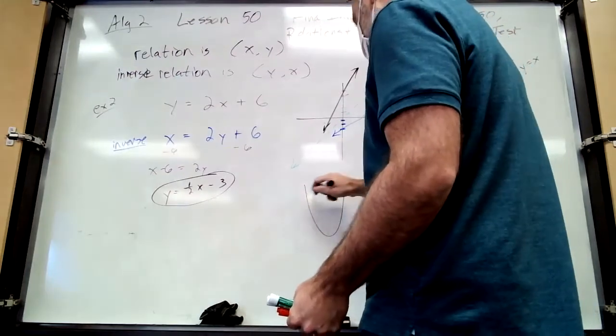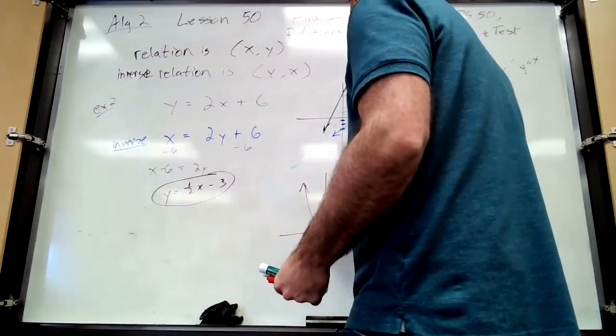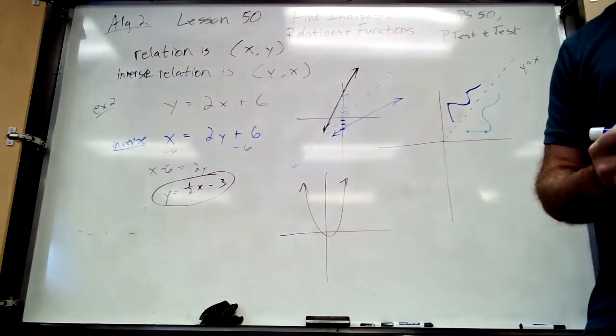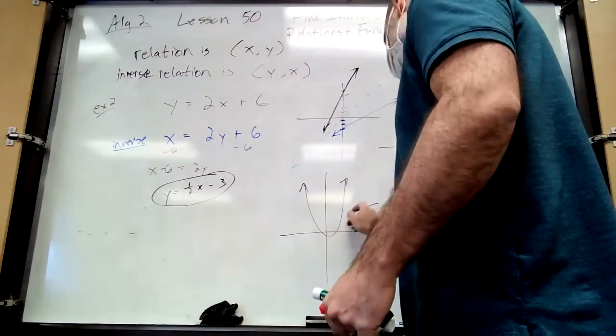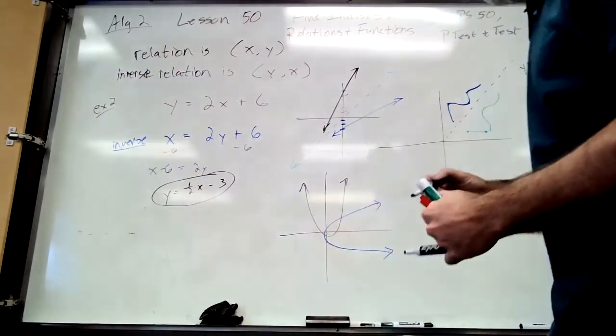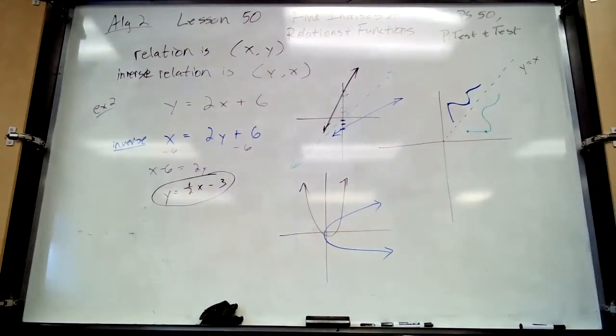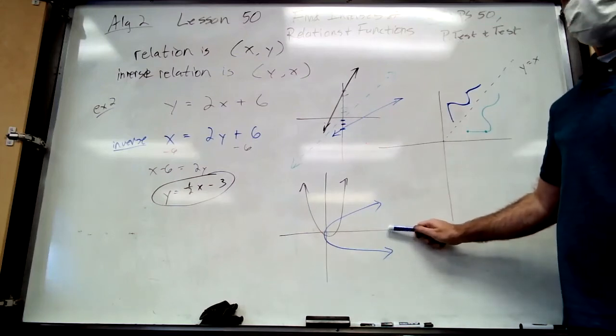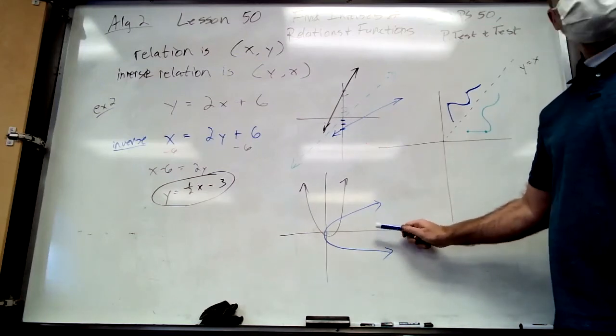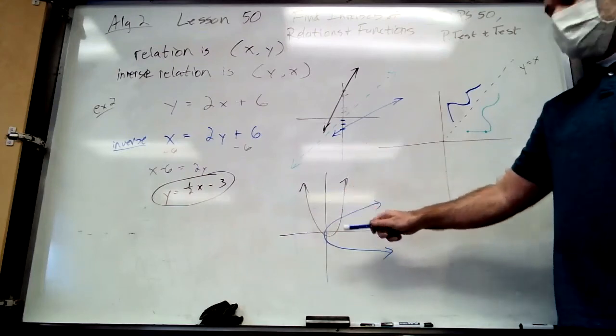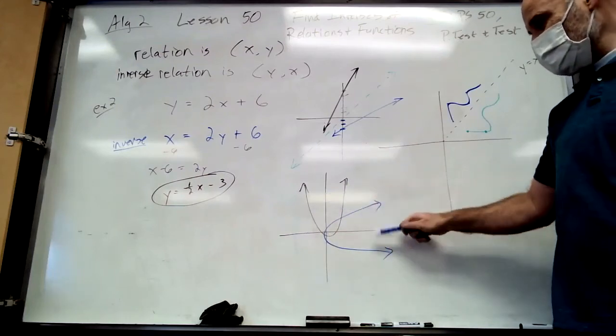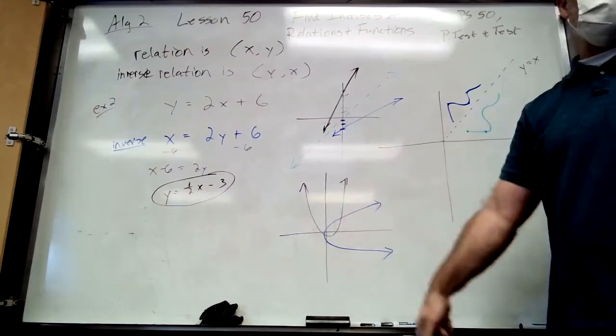this parabola, if I invert it, it looks like this. I just reflected it over the y equals x line. So if I started with this, is this a function? No, this is not a function, because the vertical line test makes that not a function, but when you invert it, now it's a function.